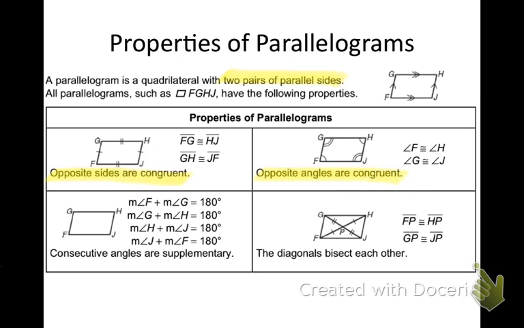Opposite angles are congruent. Camden said that one. That is true. The opposite angles are congruent. Consecutive angles are supplementary. What's it mean to be supplementary, Ryan? That means they add up to 180. Yeah, supplementary angles. Does anybody know why that is true?